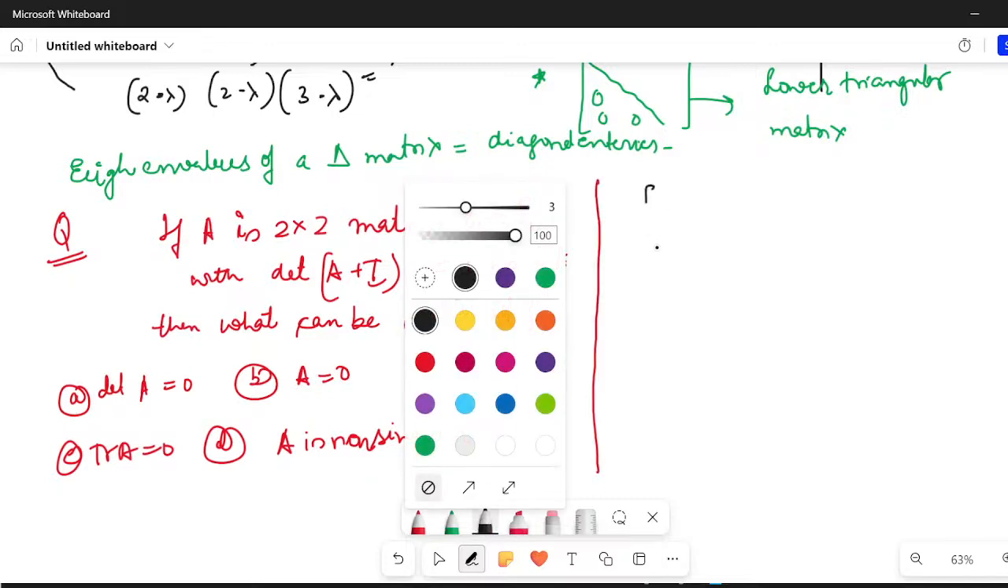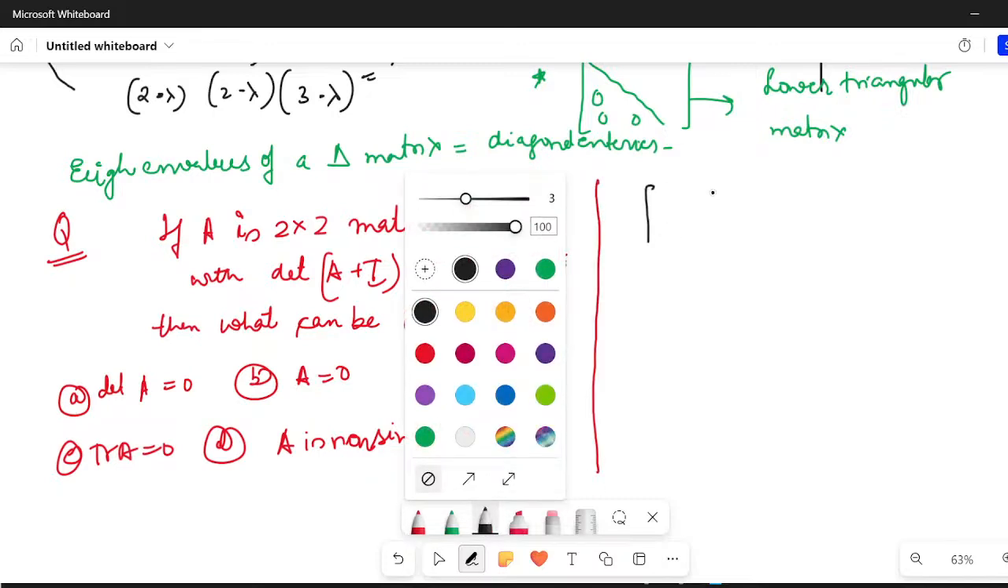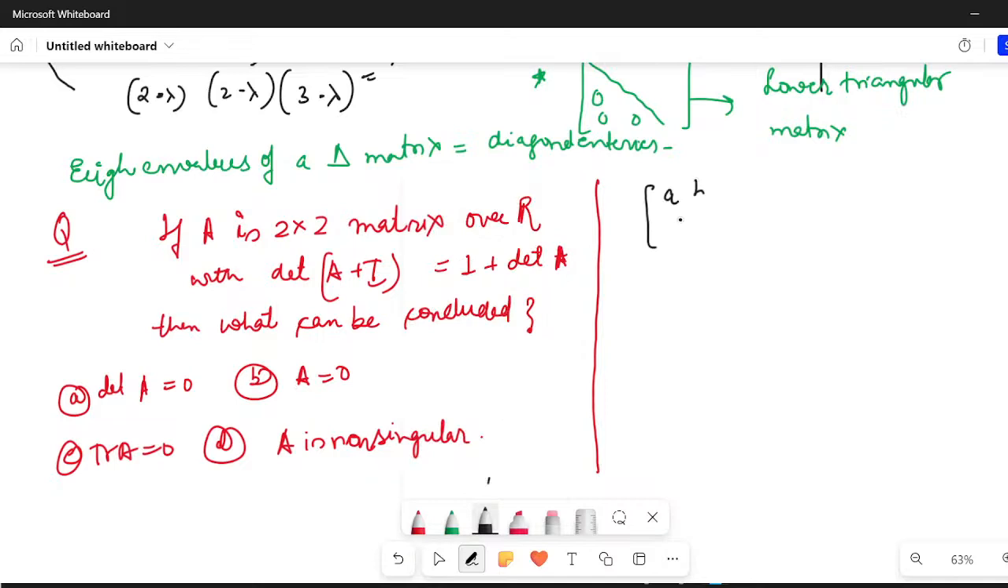I'll take this matrix A as some a, b, c, and d. So I'm taking A as [a b; c d], a 2 cross 2 matrix. Now, what is the condition given to us? The determinant of A plus identity. A plus identity would be [a+1 b; c d+1], right? So the determinant of that is equal to 1 plus determinant of A.